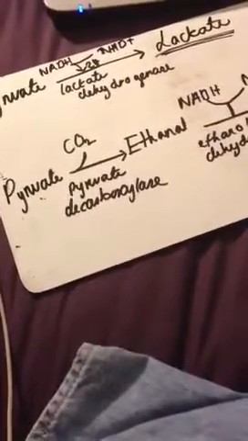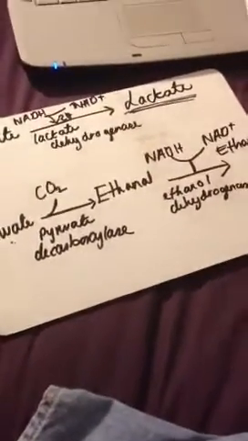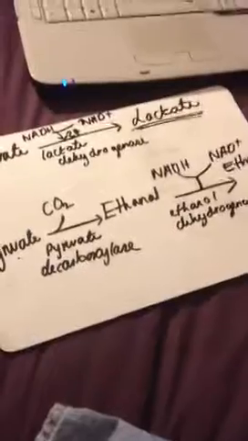So anyways, pyruvate gets decarboxylated, losing a carbon atom. We then come to ethanol, and then ethanol is dehydrogenated by our enzyme ethanol dehydrogenase, which gives us our last ethanol compound. And this is how we anaerobically respire.